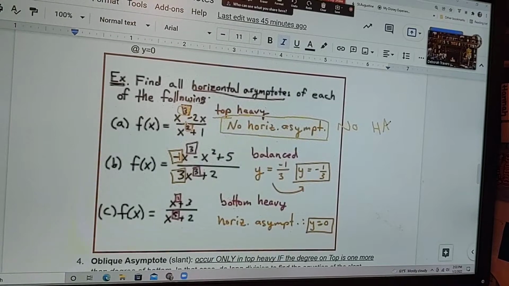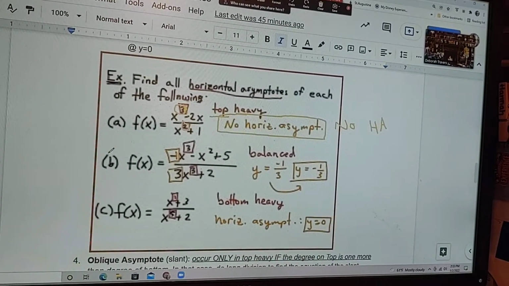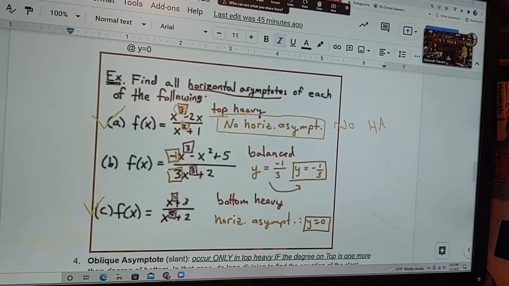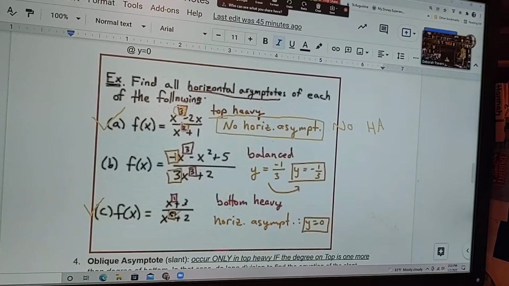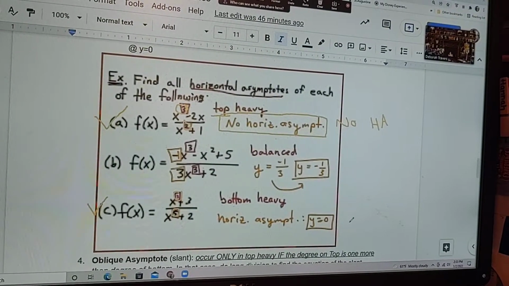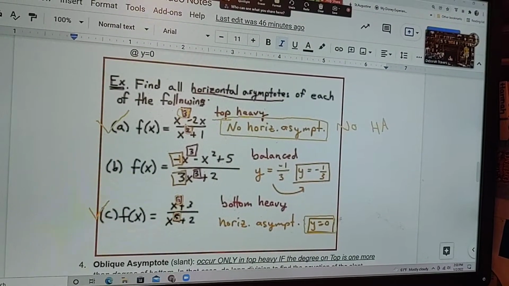I'm going to jump down to the third example. We did A, let's do C. In the third example, see how it's bottom heavy. The 5 is bigger than the 1. In our reciprocal function, this has always been the case, so the answer is just y equals 0.